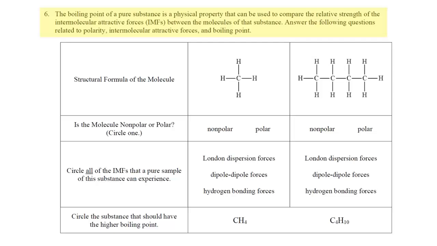In question 6, it says, the boiling point of a pure substance is a physical property that can be used to compare the relative strength of the intermolecular attractive forces, or IMFs for short, between the molecules of that substance. Answer the following questions related to polarity, intermolecular attractive forces, and boiling point. Now let's start with the polarity. Each of these molecules looks fairly symmetrical and balanced, and so if you're thinking, are they polar or nonpolar, I'm hoping that that symmetry would suggest that they are nonpolar.